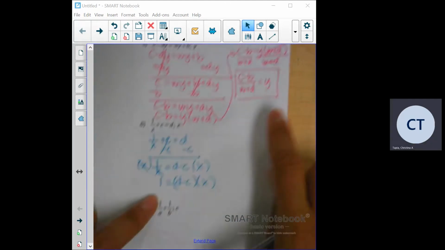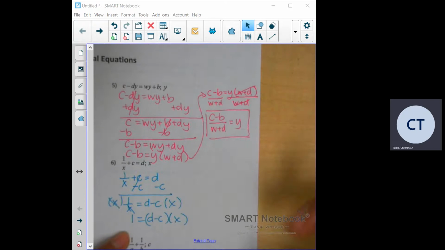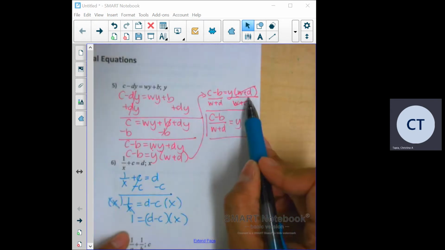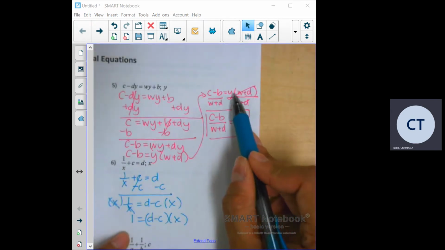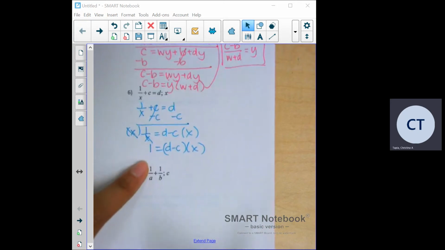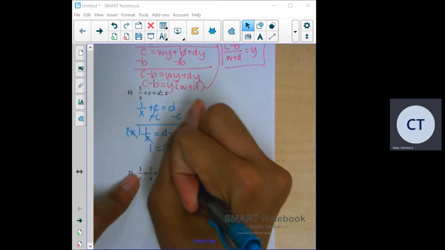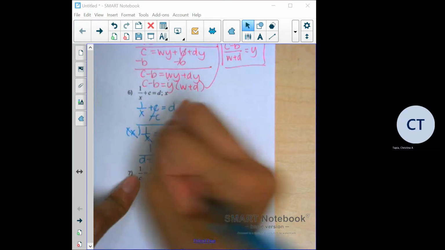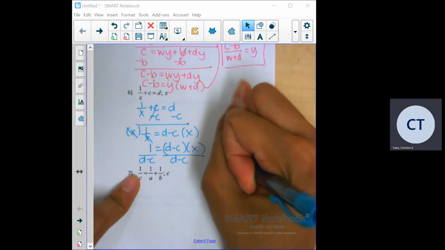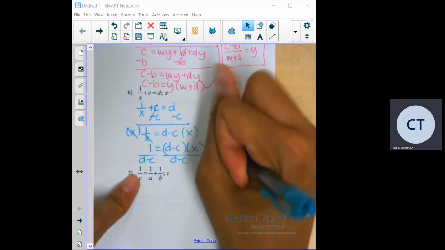And then just like we did on the last question, all I need to do now is get rid of this parentheses. And the inverse operation of multiplying, which technically is what you would do when you distribute, is to divide. So we're going to divide both sides by d minus c. So 1 over d minus c is going to be x.